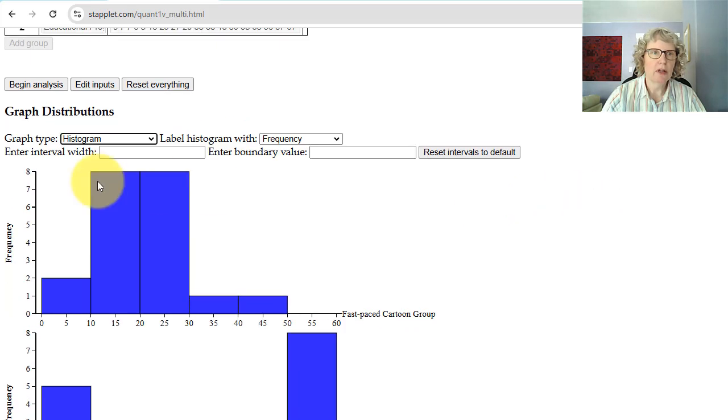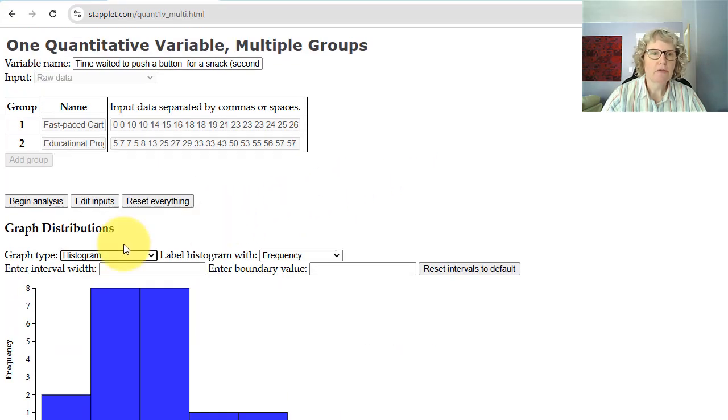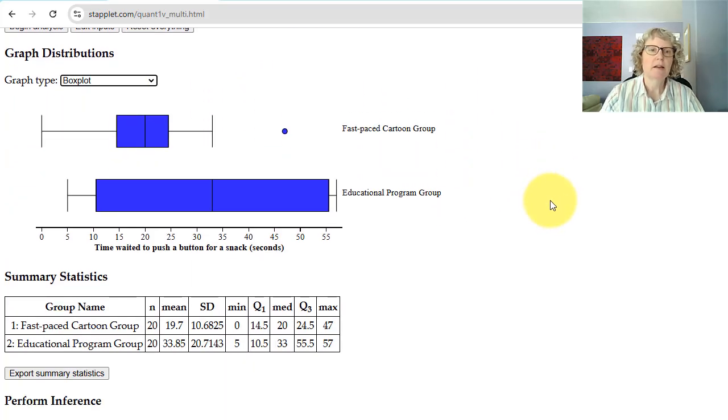Okay, so this is pretty cool. And then you can also, is there a place to do box plots? Okay, it looks like we have to do the box plots separately. So I can compare the two box plots. Interesting. What do you notice? There's an outlier in the fast-paced cartoon group. So let's look at the two box plots for a minute. The fast-paced cartoon group is definitely shifted towards a smaller wait time, right? And there's less variation, although this goes out to here.